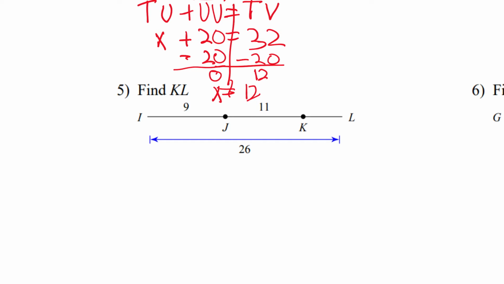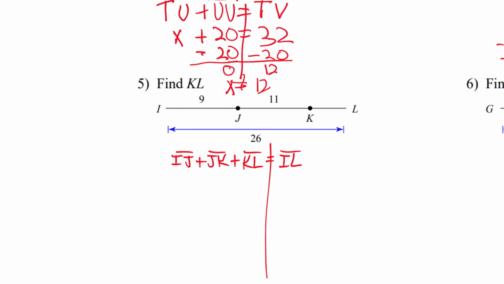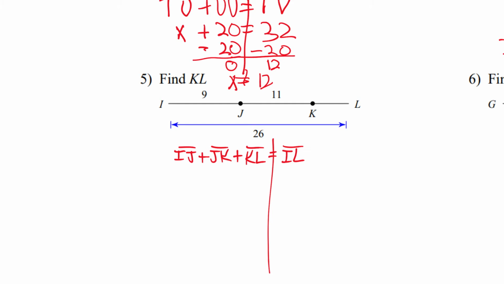Number 5. So just following the same pattern, how do you think we would write this out? IJ plus JK plus KL equals IL. So it's just adding another piece in there, but it's the same thing. IJ plus JK plus KL, all three of those pieces together equal the length of the whole thing, IL.